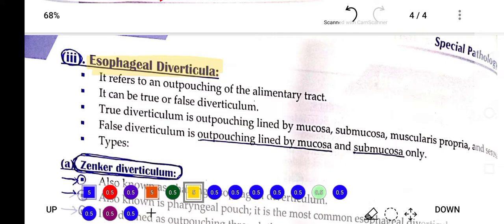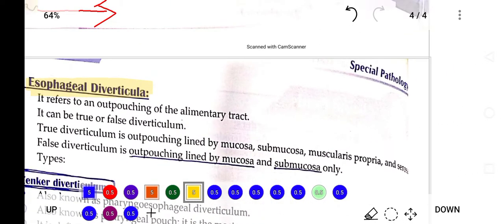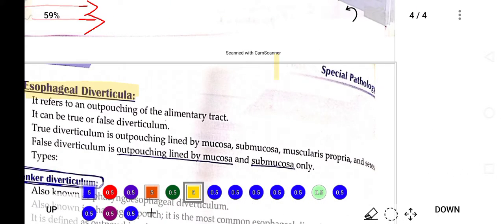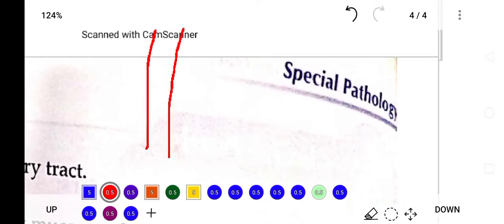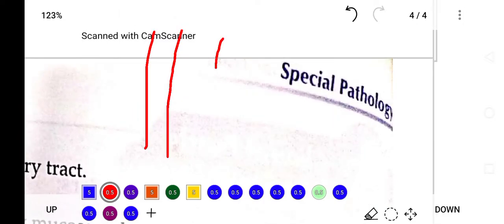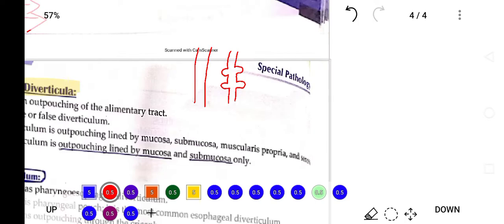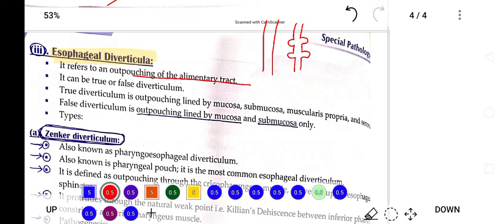Now, esophageal diverticula. A diverticulum is an outpouching of the alimentary tract. Let's suppose this is the esophagus. This is a normal esophagus, but in diverticula, what happens? Outpouching occurs like this. Small pouches of the esophagus develop like this. So that is known as outpouching of the esophageal alimentary tract, and it can be a true or false diverticulum.